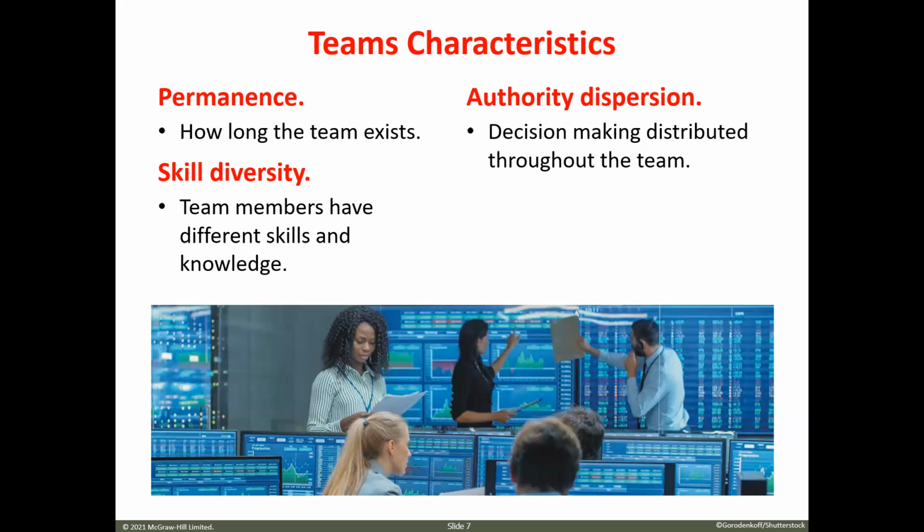And the third criterion is authority dispersion. It refers to the degree to which decision making responsibility is distributed throughout the team. It is not only in the authority of a few members. So managers don't make all the decisions. Different departments, different individuals can also be decision makers. So we need to look at each team through these three lenses to see their operation, how they live, how they survive.